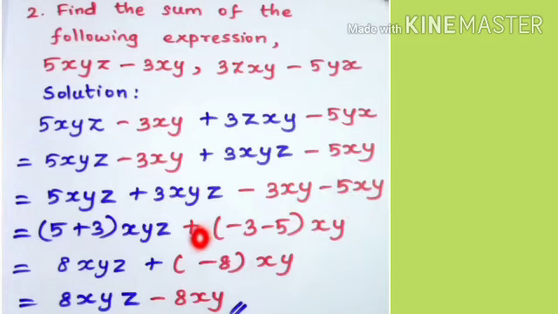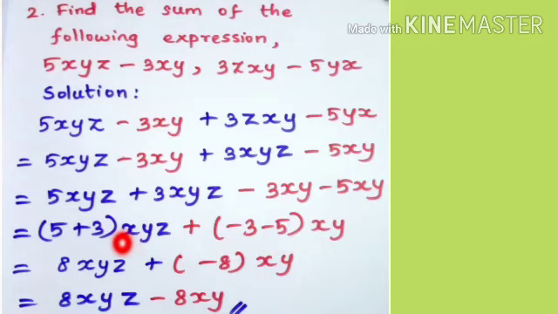And in the next step, we are going to add the coefficients of like terms alone. Here the coefficient of the first term 5xyz is 5, and the coefficient of 3xyz is 3. So that is 5 plus 3 xyz. Plus here the coefficient of minus 3xy is minus 3, and minus 5 is the coefficient of minus 5xy. So minus 3 minus 5 xy.